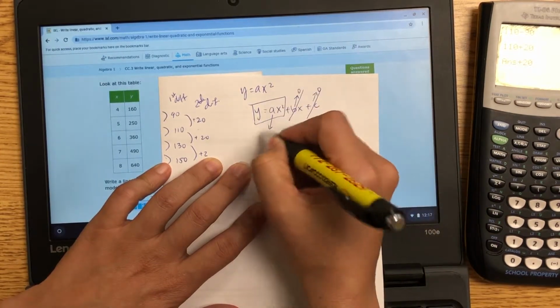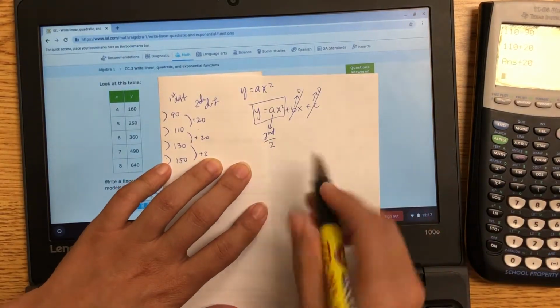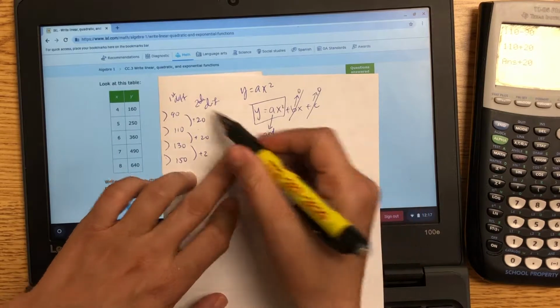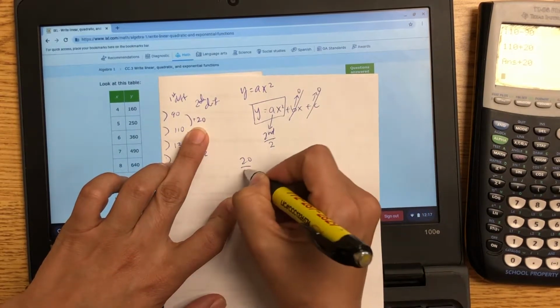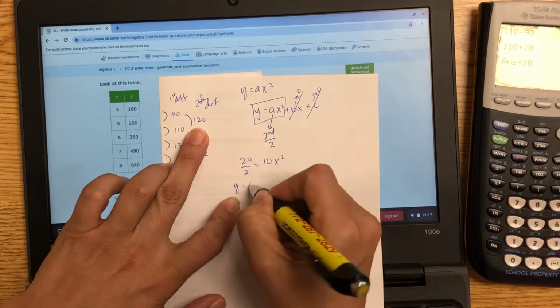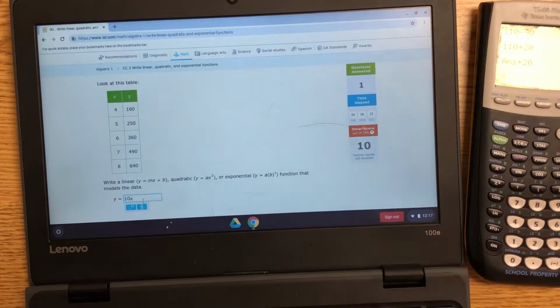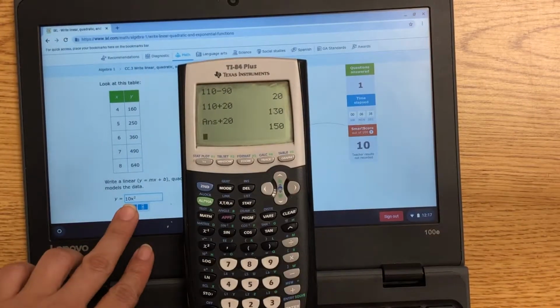To get a, it's going to be your second difference divided by 2. Your second difference divided by 2. So what's my second difference in this question? It's 20 divided by 2 is what? 10. So 10x squared. So y equals 10x squared. And again, you don't have to believe that. You can check it. Okay, so once you get your answer, just check it.